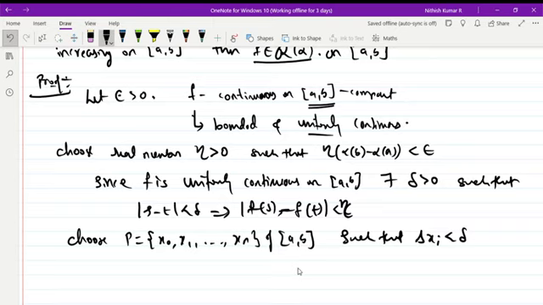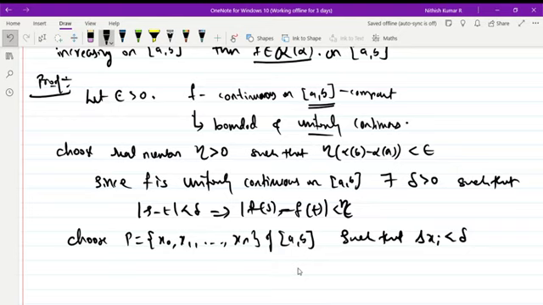It is easy to choose in that way: choose x0 to be a, choose x1 such that the distance is less than delta, and choose x2 such that the difference x2 minus x1 will be less than delta. And since it's a closed interval a to b and b is finite, this has to stop after n steps.